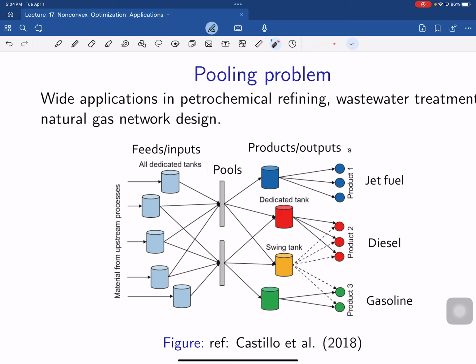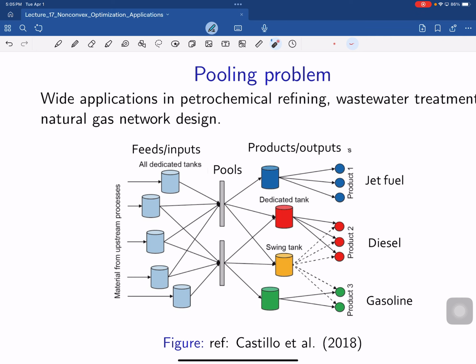So you can imagine here, they have a bunch of upstream processes, and then they can produce hydrocarbons of different compositions, right? So these are the feeds to the pooling problem. You can think about those are the raw materials with different types of compositions. And then they will mix the feeds in the so-called pools, right? So this is like a blender. You will mix all the flows going into the blender, right? And then they will become uniform concentration. And afterwards, you will split them into different streams.